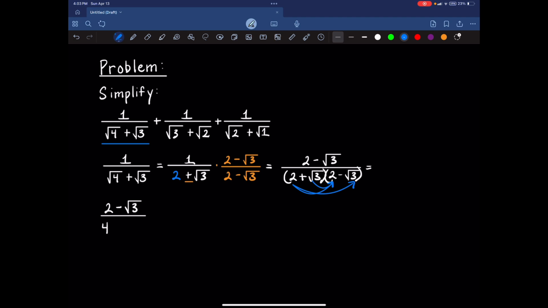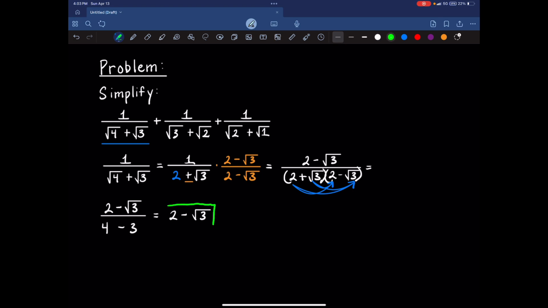And the last term would be the square root of 3 times negative square root of 3, which would just be minus 3. And as you can see, this denominator reduced down to no square roots, and that is the point of doing the conjugate in the first place. So 4 minus 3, that's just 1, and anything divided by 1 is just itself. So we're left with 2 minus the square root of 3. So that is the simplified first term.